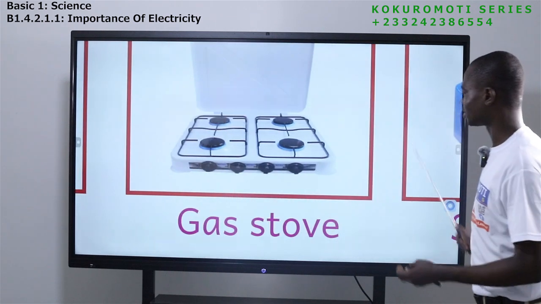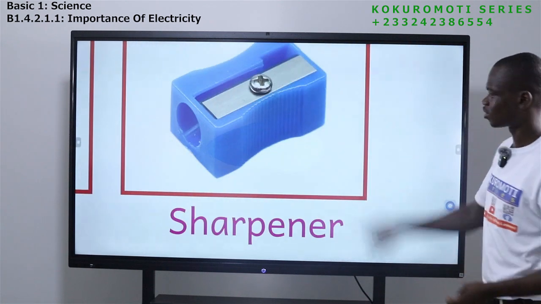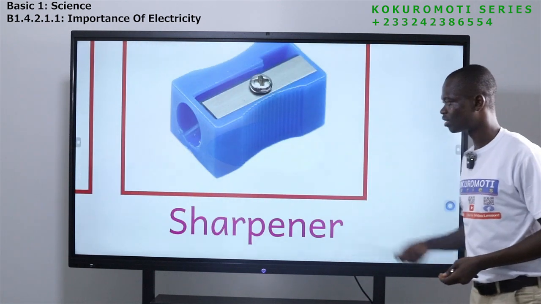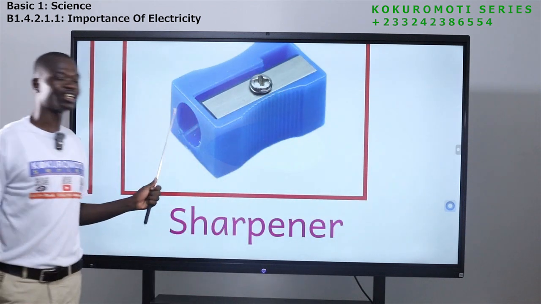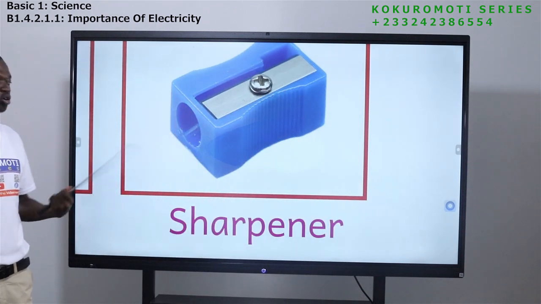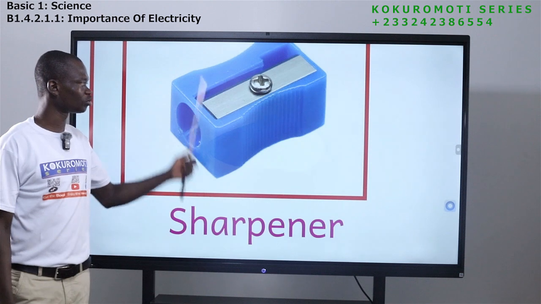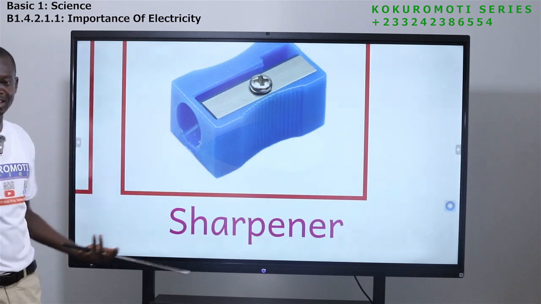It doesn't use electricity. We have what? Sharpener. All of you, sharpener. So please take good care of your sharpener. Do you use electricity to sharpen your pencil? No. Whenever you want to sharpen your pencil, you go for the sharpener. The sharpener doesn't need electricity.